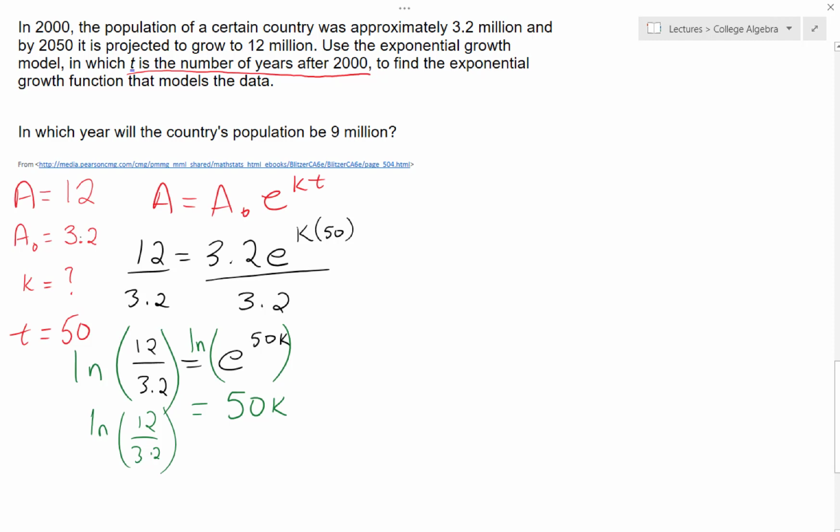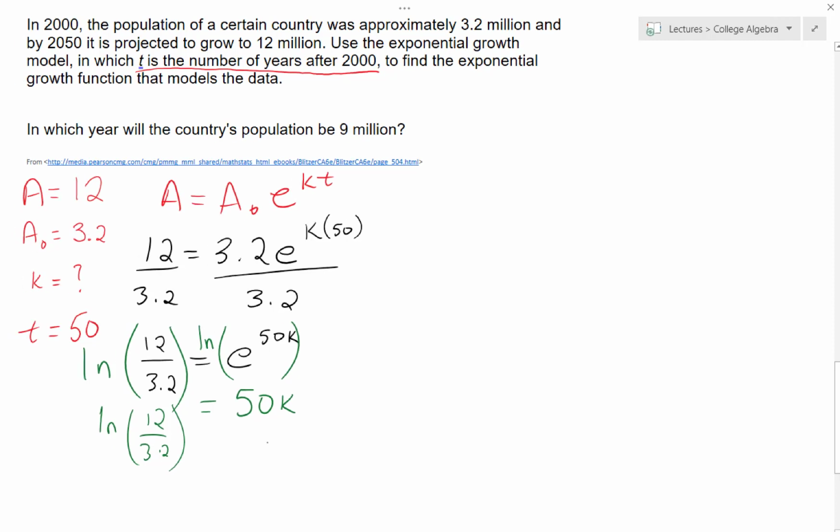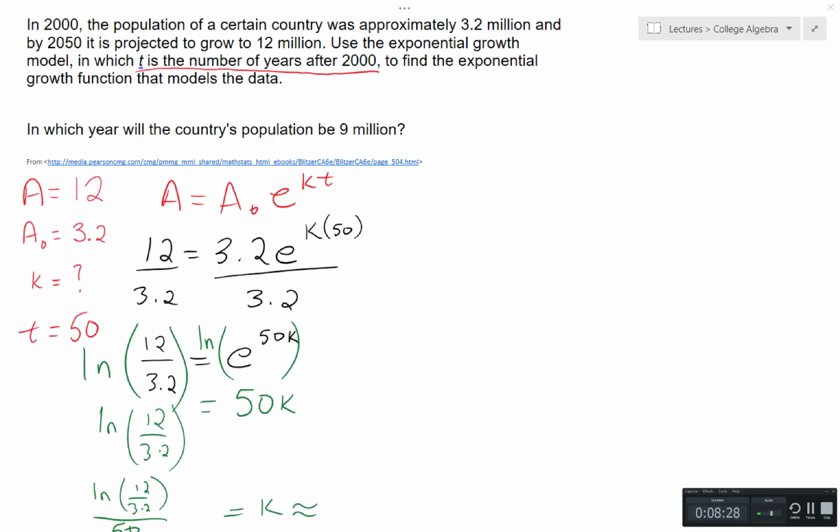At this point, I'm solving for k, and so getting k by itself, divide by 50. K is equal to the natural log of 12 divided by 3.2 divided by 50. My writing has been better, I apologize for that. Alright, so due to the magic of my calculator, I know that this is approximately 0.026. I usually keep 3 decimal places, that's just me. I think my math lab asked for 2 decimal places. So if this were 2 decimal places, it would be 0.03.